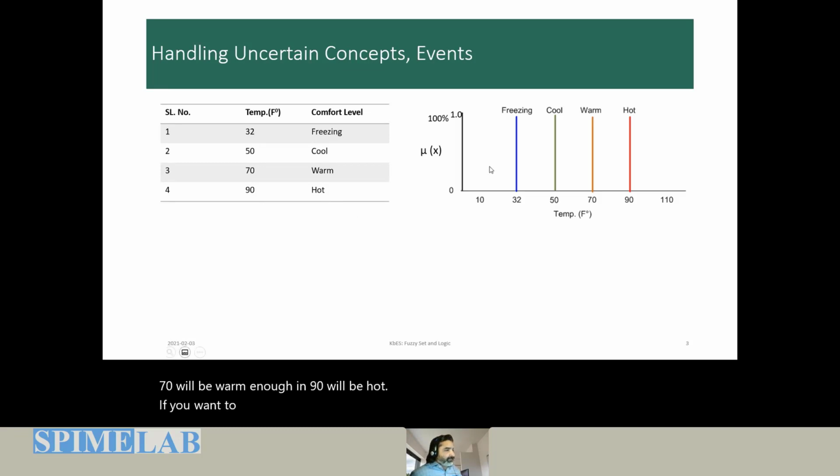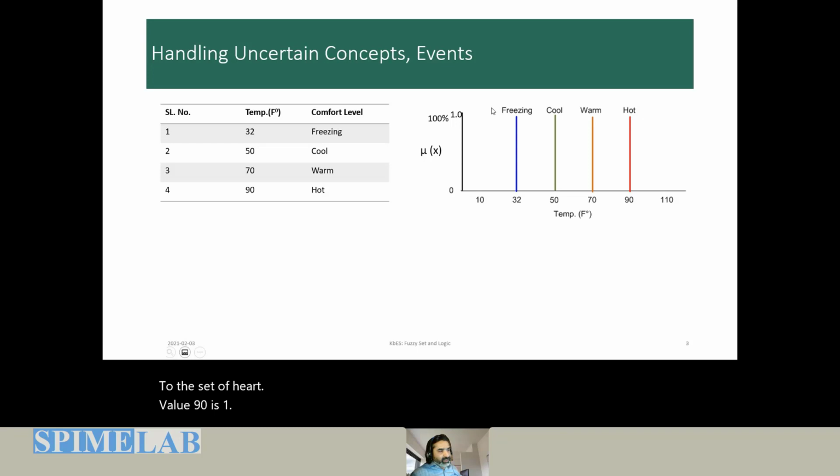If you want to represent these numbers using words freezing, cool, warm, and hot, we can say that when the temperature is 32, it's freezing, and the membership on the y-axis for the value 32 is 1, for 50 the value is 1 for cool, for 70 it's warm, for 90 it's hot. But the question is, will it be hot if the value is 89? If the temperature is 89, how much hot will it be? If 90 is perfectly hot, the membership to the set of hot for value 90 is 1.